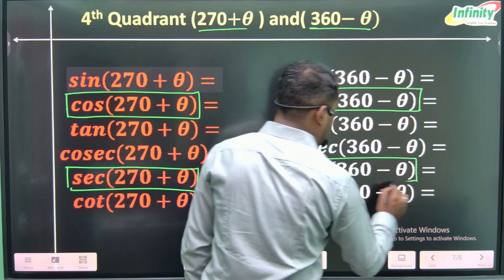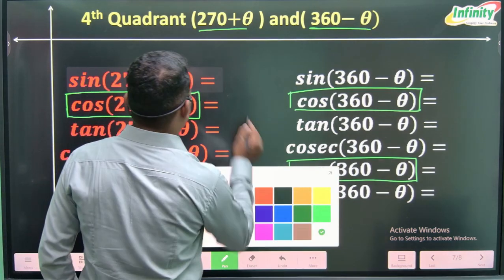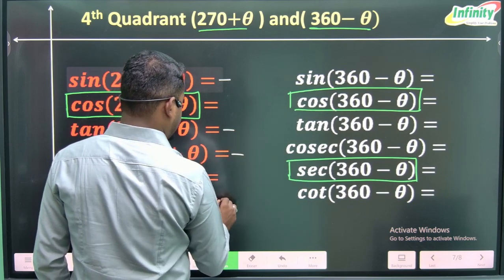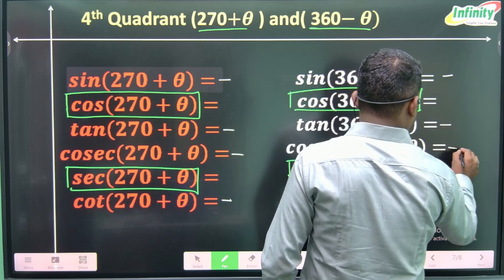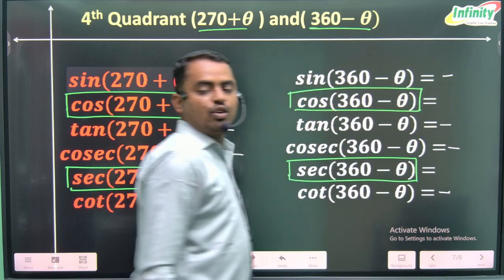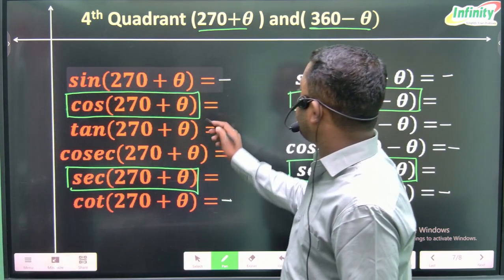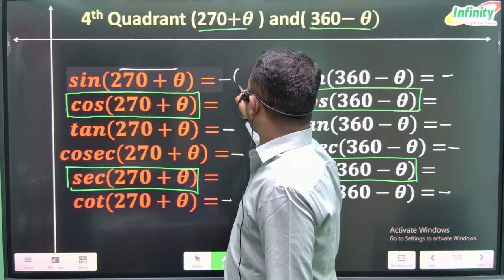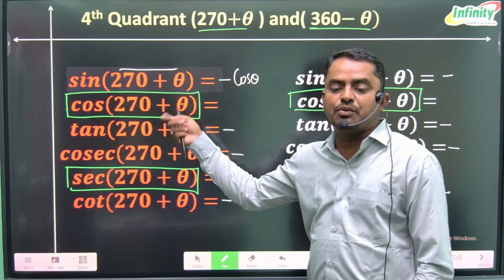Remaining are what? Negative. So first write the minus sign here in front of this. Minus sign, minus, minus and minus. Here also minus sign, minus sign, minus and minus. 4 functions are negative, 2 are positive here. So for 270 plus theta, sin 270 plus theta, it will become what? Cos theta. For 270, trigonometric functions are going to be changed.